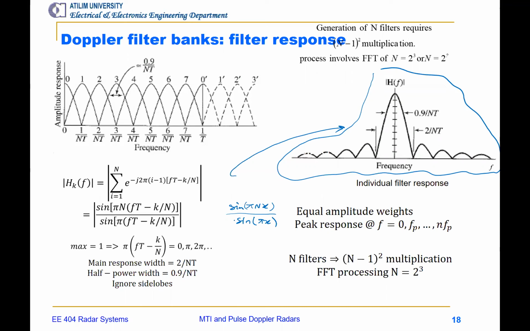Because it's just like a sinc function that we have studied previously, its maximum will be where the argument is 0 or a multiple of pi. The main lobe width will be 2 divided by nT, so 1 over nT will be half of the main lobe.